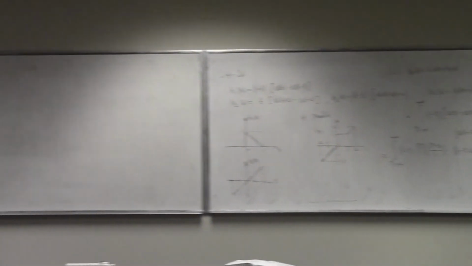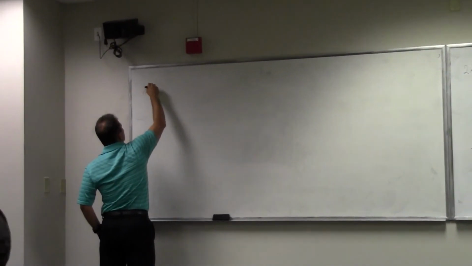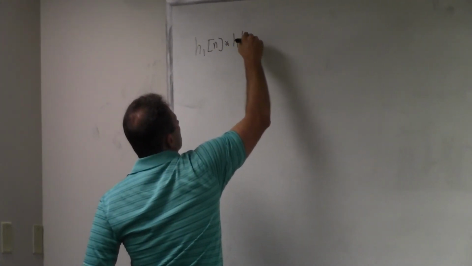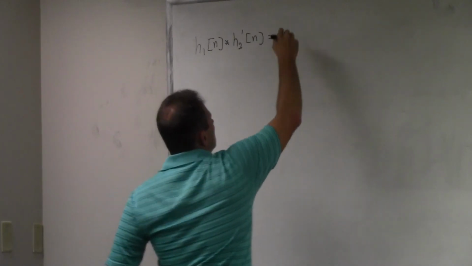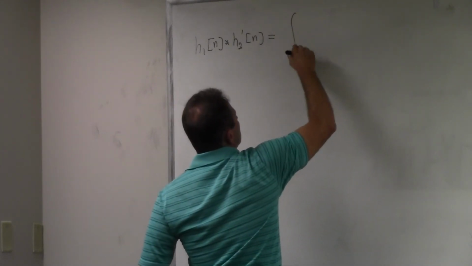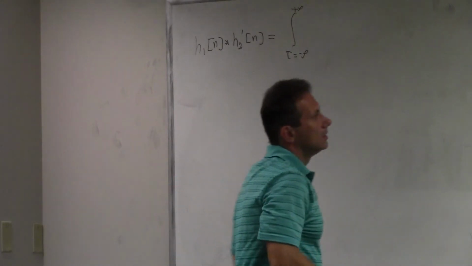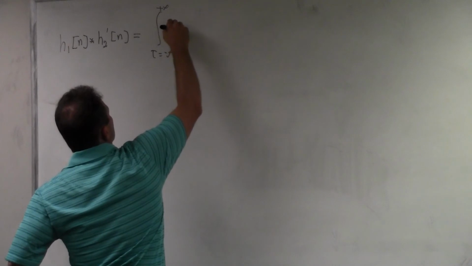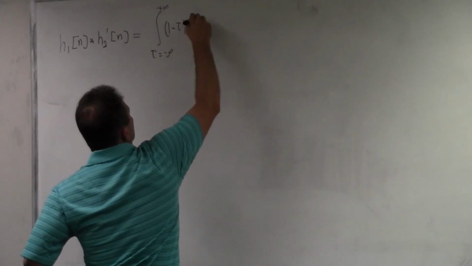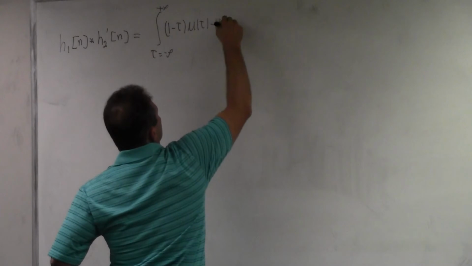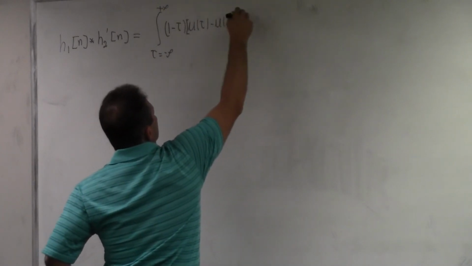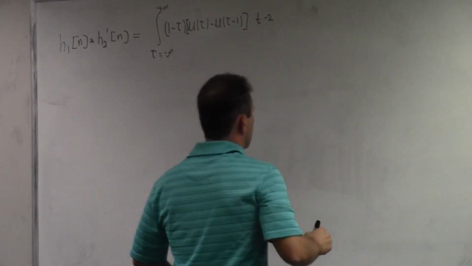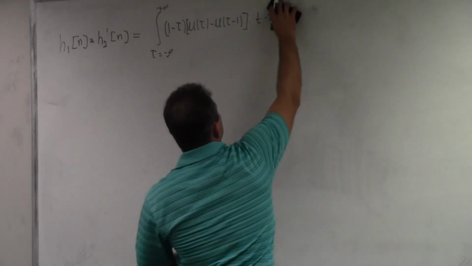So again, h1 of n, and I'm going to do h2 prime of n is equal to the integral, tau goes from minus infinity to plus infinity, of 1 minus tau, u of tau minus 1, and the other one is t minus tau minus 2.